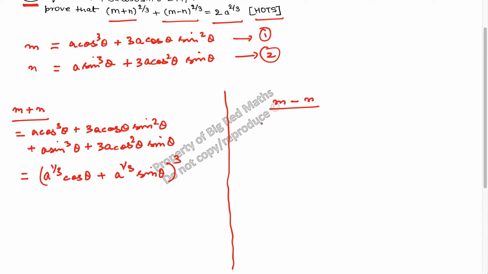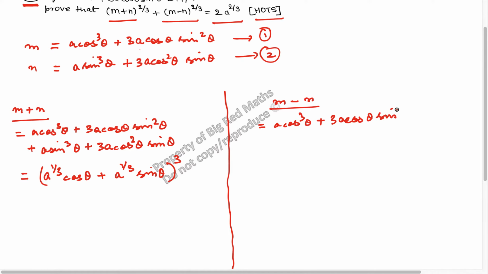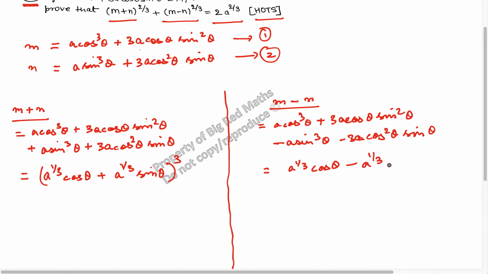Similarly, when you look at m minus n, this becomes a cos cube theta plus 3a cos theta sine square theta minus a sine cube theta minus 3a cos square theta sine theta, which is equal to (a to the power 1 by 3 cos theta minus a to the power 1 by 3 sine theta) whole cube. So this is the value of m plus n, and this is the value of m minus n.